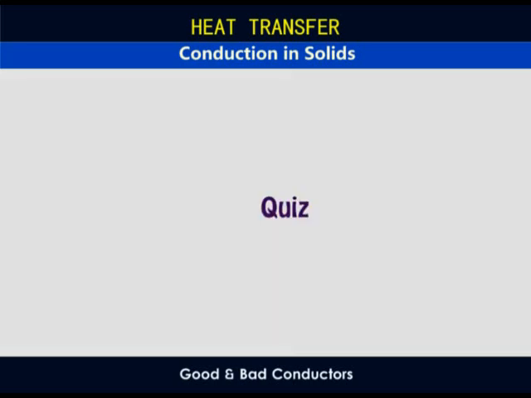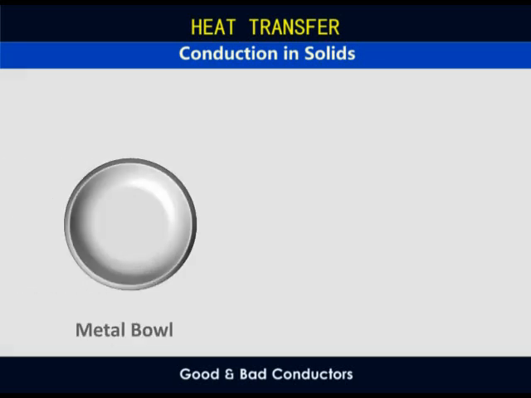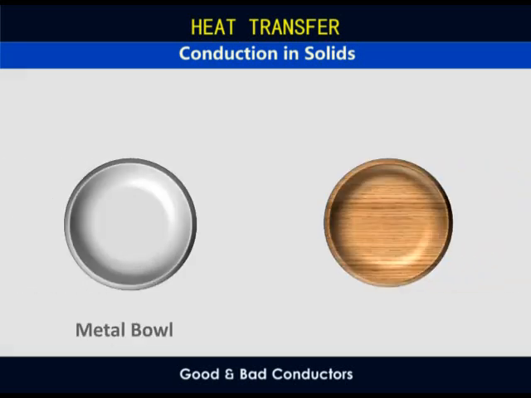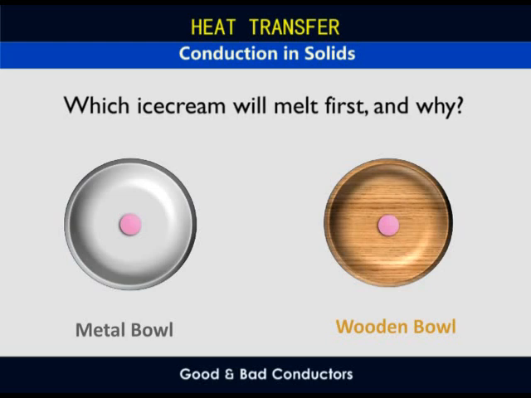Now, think about this on your own. You have two bowls, one is metallic and the other plastic or wooden, both at room temperature. If you put pieces of ice cream on each bowl, which piece will melt fast and why? Think about that.